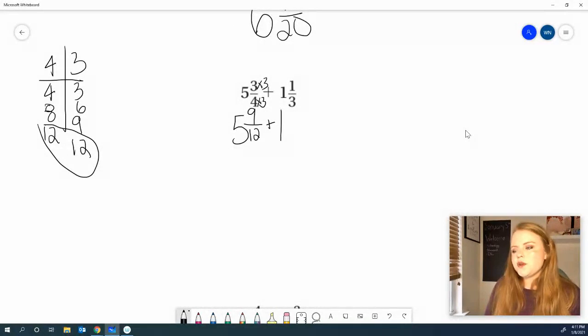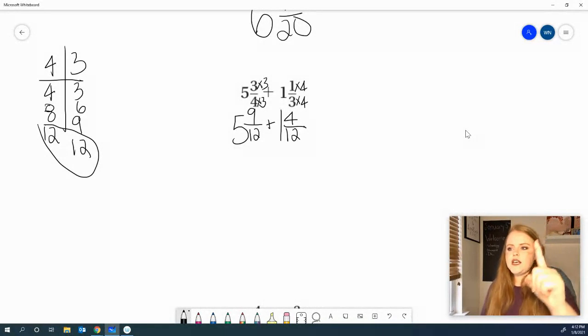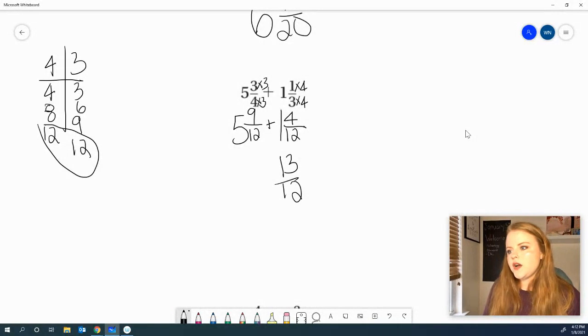Let's do the other fraction. Bring that one down. 12 is my denominator. 3 times 4 got me 12. So multiply the 1 times 4, and that gets me 4. So let's go ahead and add it up. Add our fractions first. 10, 11, 12, 13. 13 twelfths. We have 6 and 13 twelfths.